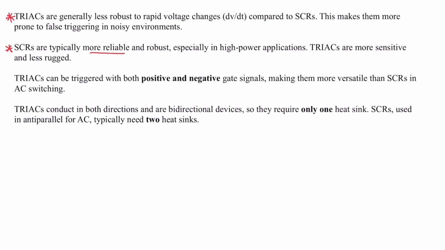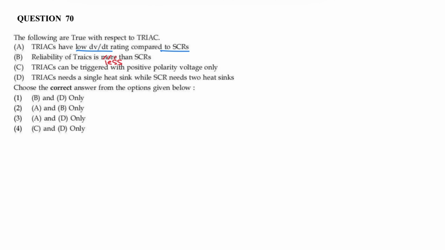Triacs can be triggered with both positive and negative gate signals. Triac can conduct in both directions and is a bidirectional device. Statement C, triacs can be triggered with positive polarity voltage only, is wrong, because triacs can be triggered with either positive voltage or negative voltage. Statement D, triacs need a single heatsink while silicon controlled rectifier requires two heatsinks, is correct. Statement A and statement D are correct. Correct option is 3.